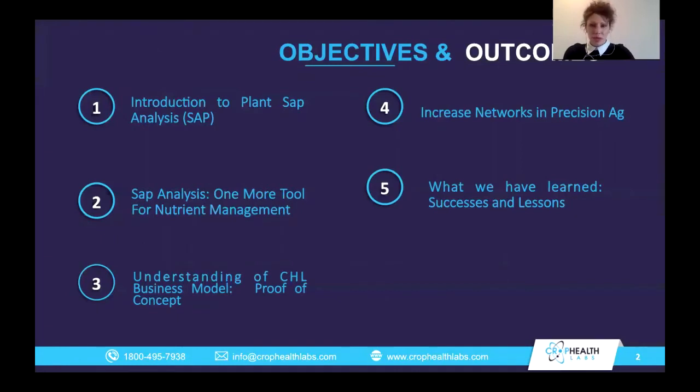Thirdly, the understanding of the CHL business model. We are a proof of concept company. I'm in year 2 of 4 of a pilot study to test the marketability and the usability, the user-friendliness of the Plant SAP Analysis program as introduced by NovaCrop from the Netherlands. Point number 4 is to increase networks in precision agriculture.